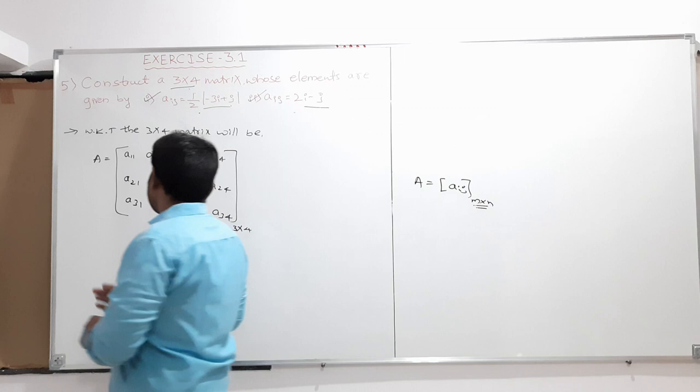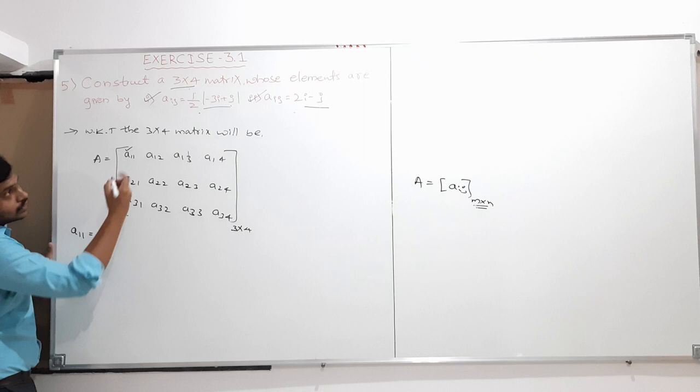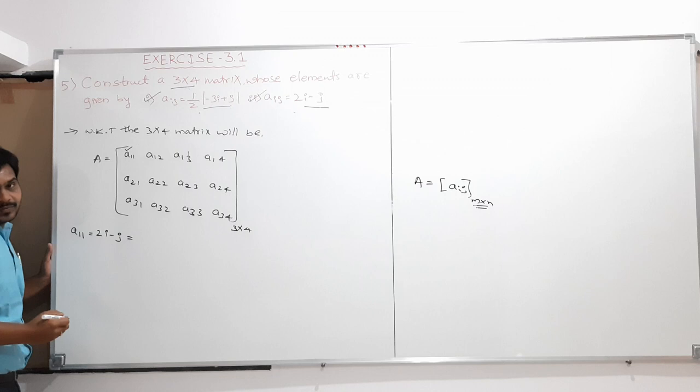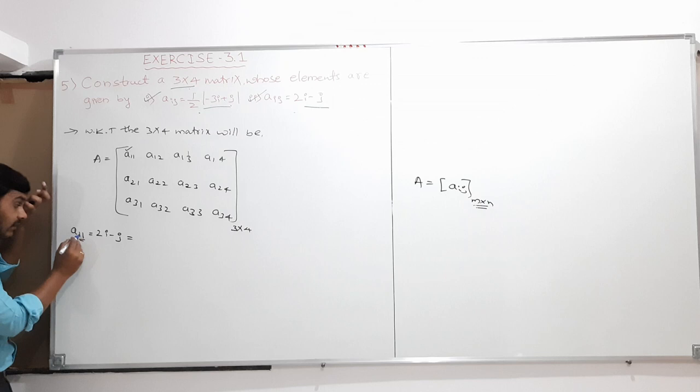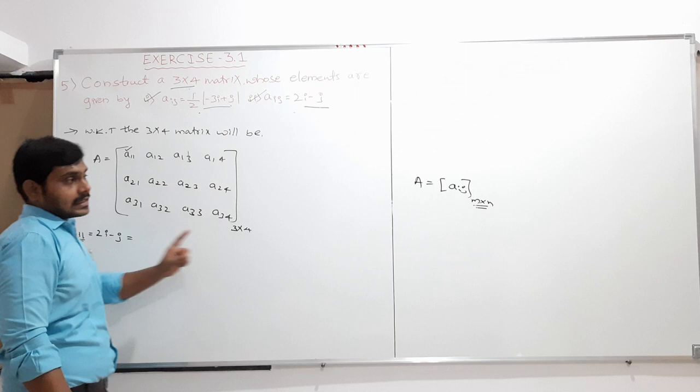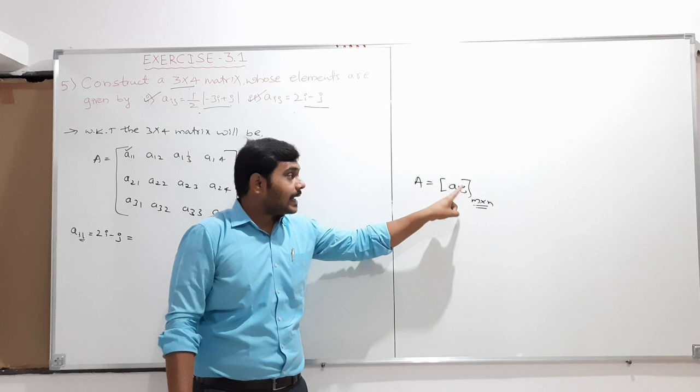So a11 is equal to, what is that formula? You can consider it as the formula: 2i minus j is given to you. So 2i minus j is equal to, I need the value of a11. What does a11 indicate? a11 means first row, first column. And a_ij means i indicates the rows and j indicates the columns. So I need a11.